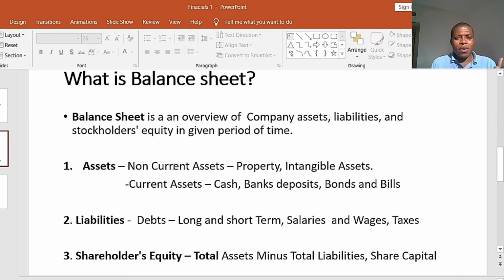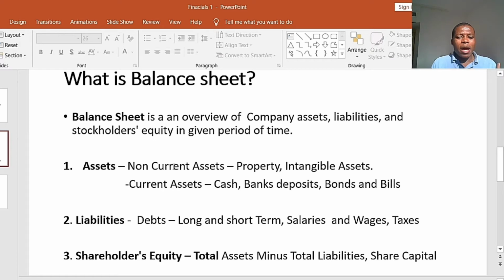They are mainly property like buildings, cars, and also intangible assets. Intangible assets are things like patents, software if it's a computer company, and other kinds of rights that you cannot see. Second is the current assets. Current assets are short-term assets like cash, bank deposits, bonds, and bills. Basically, that's what assets means.